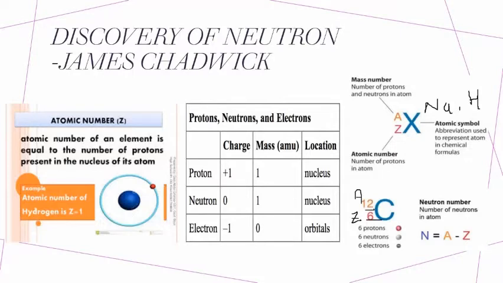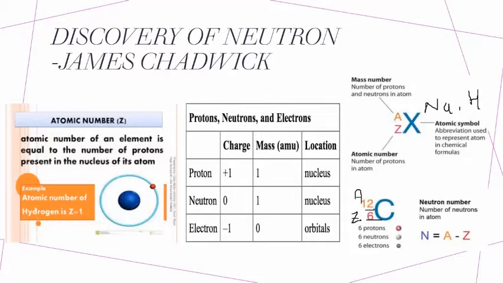And this is the mass number, which is represented as A. So what is the definition of atomic number? It is equal to the number of protons. So atomic number is 6, which means we have 6 protons. And what is the mass number here? 12 is the mass number.